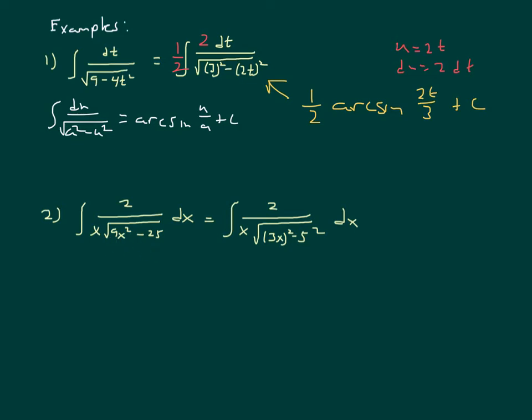In this case, I look at that. That's the square root of 9x squared minus 25. And so I recognize that as being the inverse secant. And of course, I can recall that the integral of du over u times the square root of u squared minus a squared is going to be 1 over a times the arc secant of the absolute value of u over a, plus c.